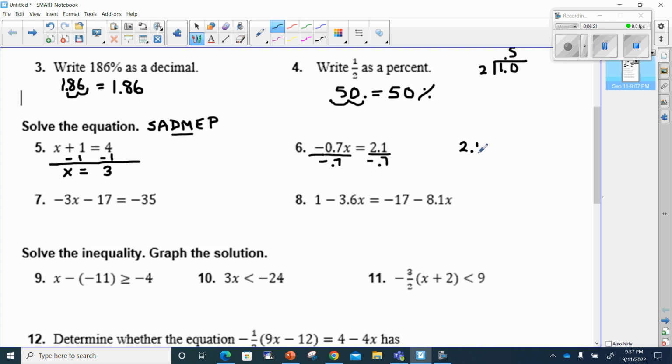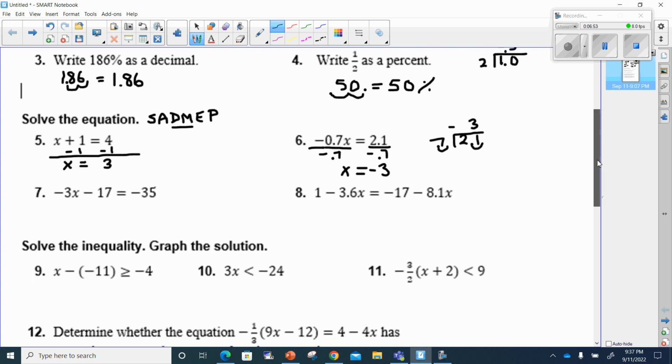2.1 by 0.7. I remember that a positive divided by a negative is a negative, so my answer will be negative. To start this, I have to remember to bring my decimal over, which means I'll bring this decimal over 1. And I have 21 divided by 7. Everyone knows that's 3. That gives me negative 3 as an answer. And since we divided this away, x is all by itself. My answer is negative 3.